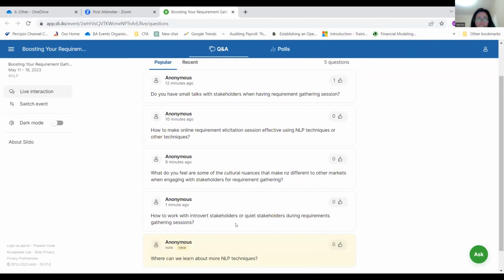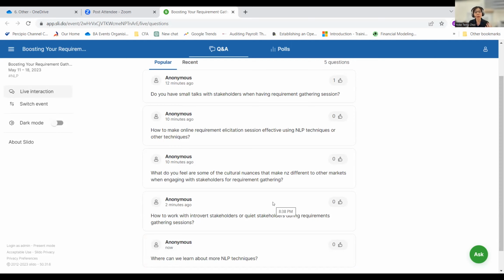How to work with introvert stakeholders or quiet stakeholders during a requirement gathering session? Okay, I will break this question into two segments: introvert stakeholders and quiet stakeholders. Okay, if we do have stakeholders who do not very actively participate in discussion.